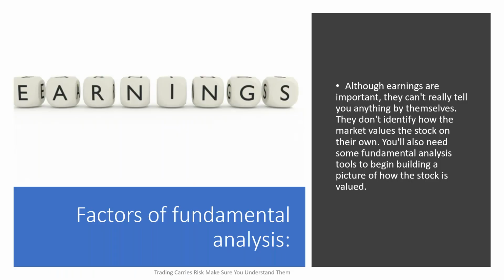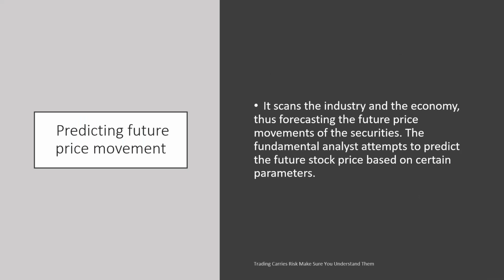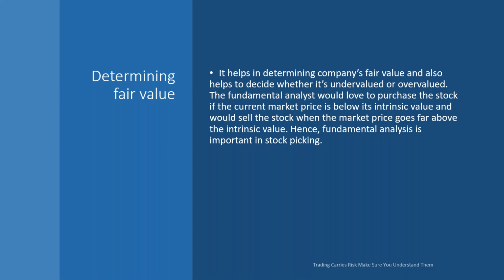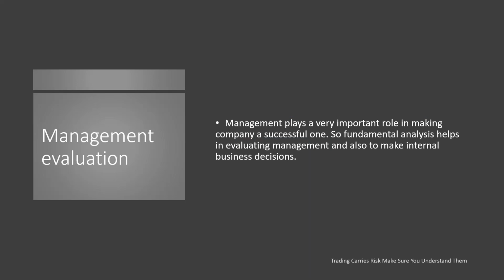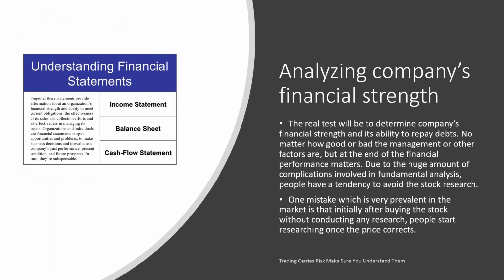But with stocks, we want to look at earnings, income statements, balance sheets, and cash flow to determine the fair market value. We want to evaluate management, and simply analyzing a company's overall performance will not fulfill this goal. Rather, peer comparison analysis is equally important. You should always question yourself before investing in a company whether the company is in a strong position to beat its competitors or not. So once again, income statements, balance sheets, cash flow, management, and competition.